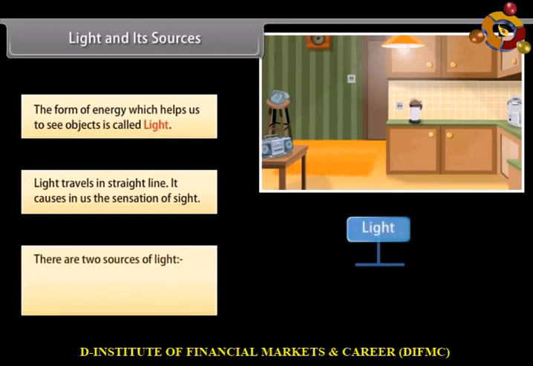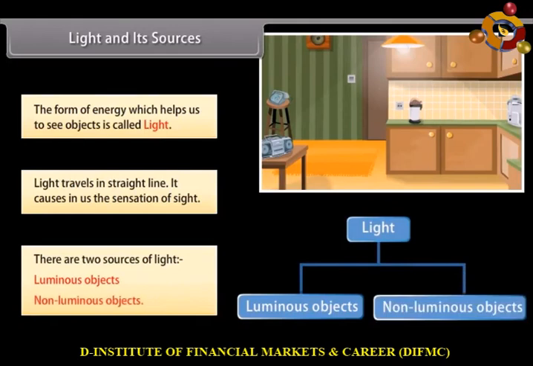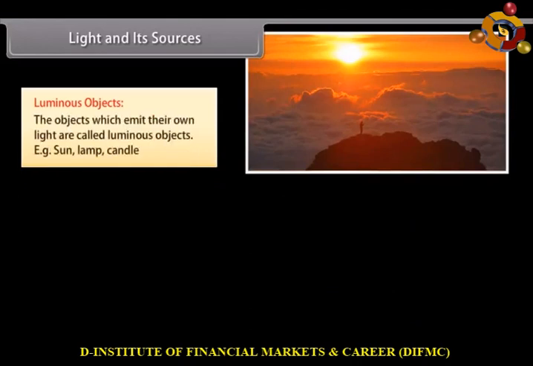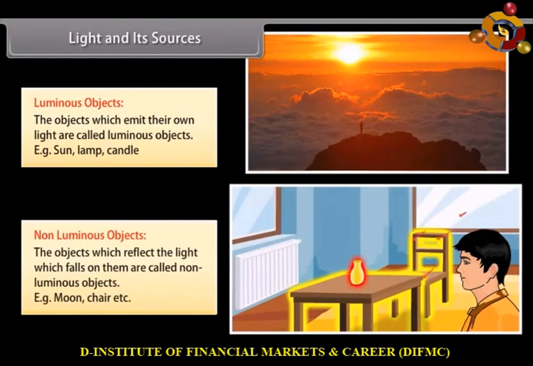There are two sources of light: luminous objects and non-luminous objects. Luminous objects: the objects which emit their own light are called luminous objects. Example: sun, lamp, candle. Non-luminous objects: the objects which reflect the light which falls on them are called non-luminous objects. Example: moon, chair, etc.